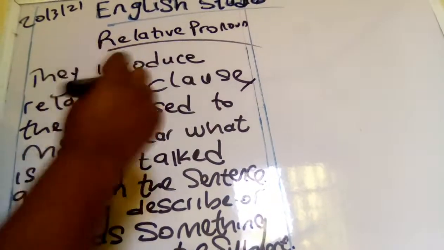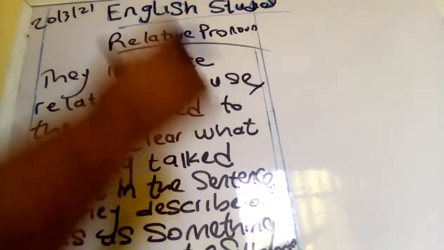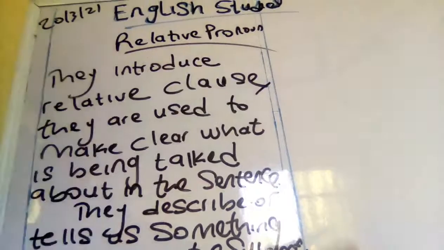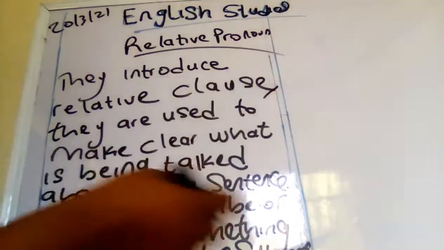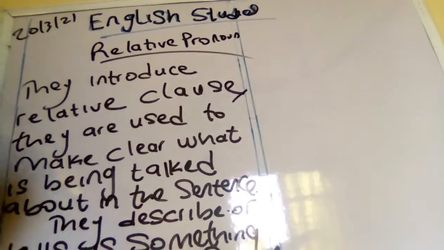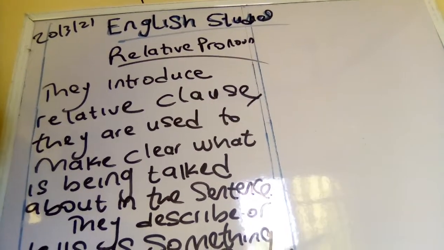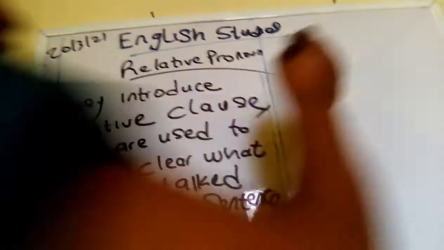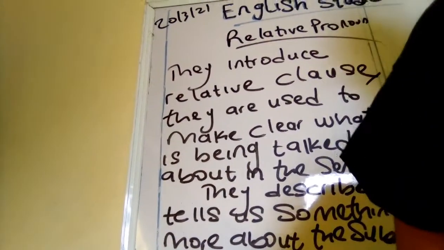So that is the work of a relative pronoun, to introduce a relative clause. They make clear what is being discussed or talked about in a sentence. That is adding more information or tells us something about the subject, or even the object. So now let's look at examples. You can pause the video so you can copy that.